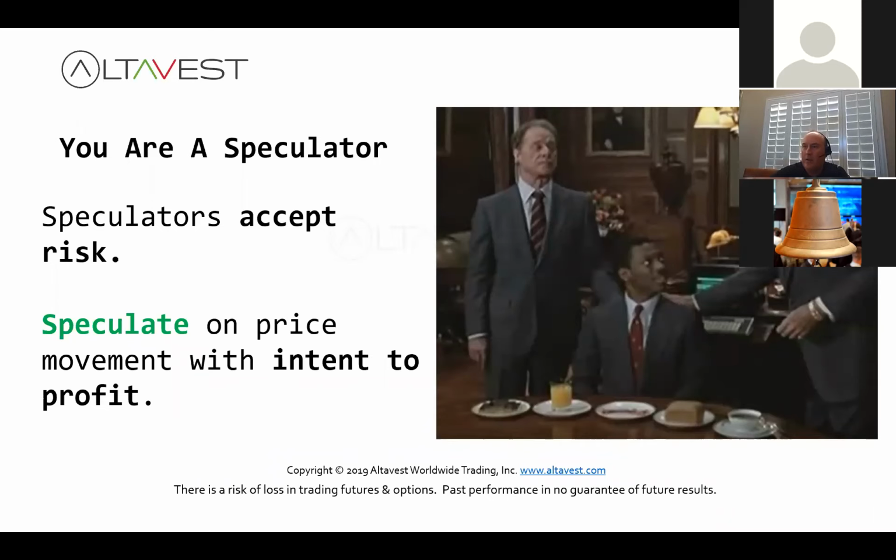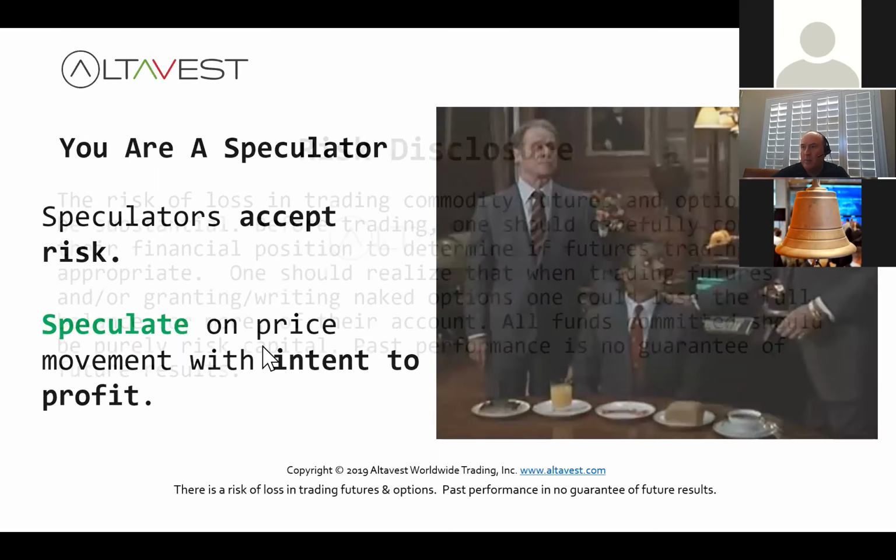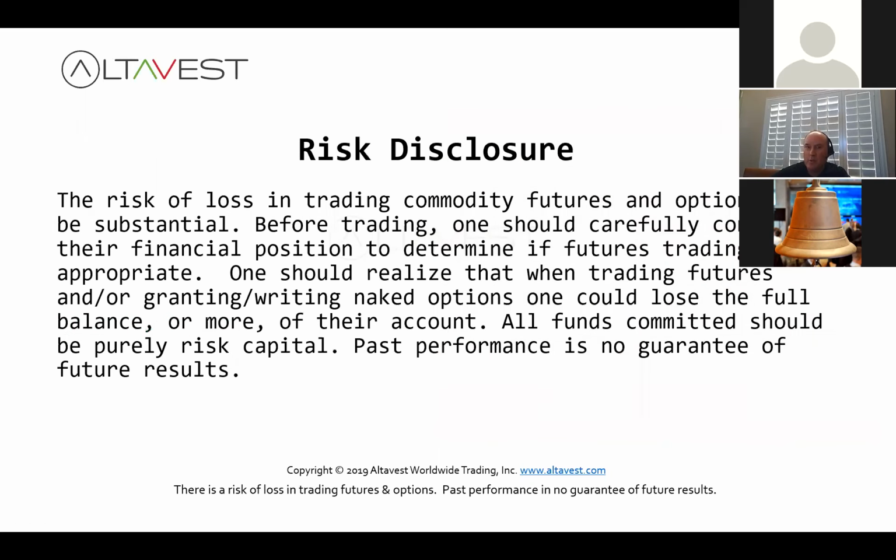Remember, we are trying to make money. We're trying to profit. But of course, there's always risk where there's reward, as we know. And do take a moment to look at the risk disclosure. It is important. Remember that all funds committed should be risk capital, and past performance is no guarantee of future results.